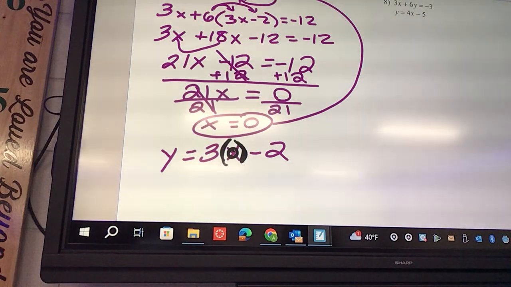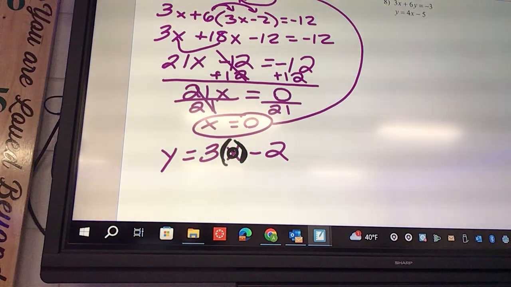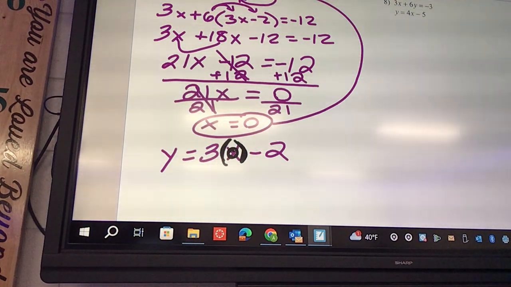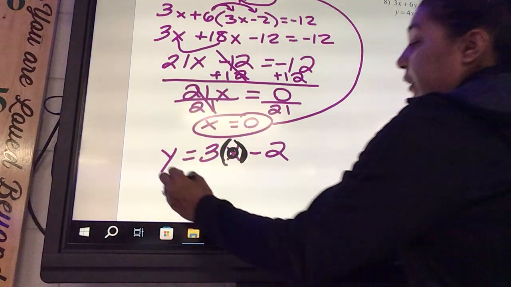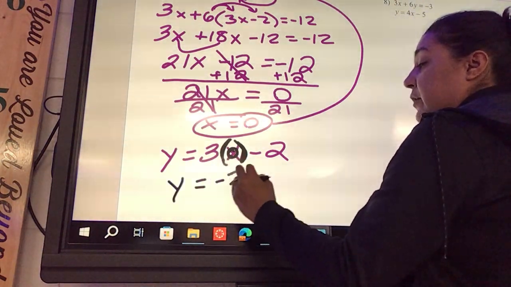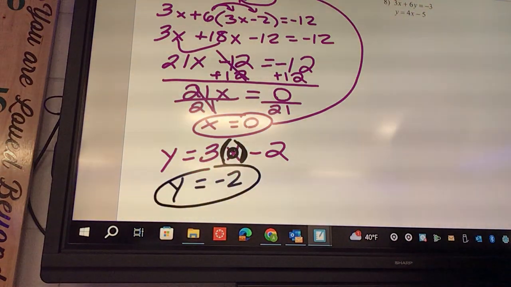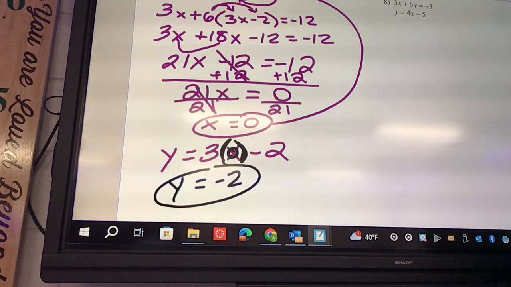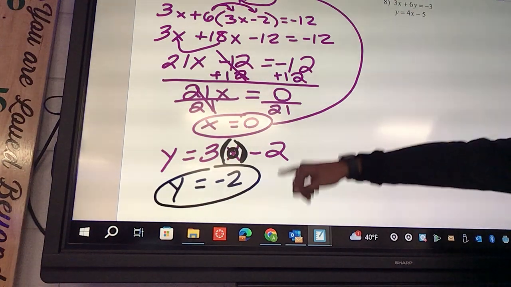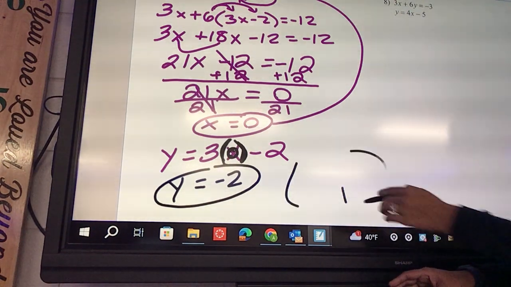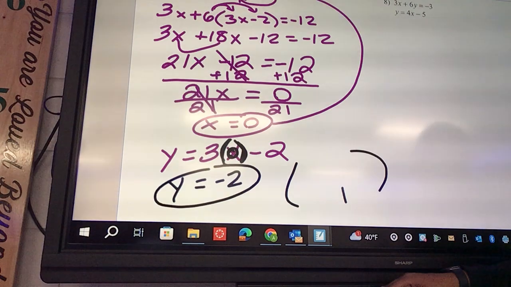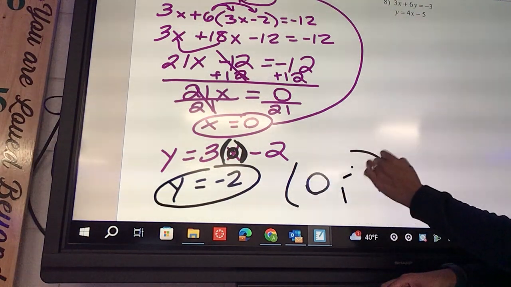You can either erase or write over it hard. And again, you can type this on your calculator. So you would type in 3, parentheses 0, close parenthesis, minus 2. What do you get? Negative 2. Are both of ours solved? Yes. We got the x and we got the y, so we can write it as a coordinate. What's coming first? The x, which is 0, and then negative 2.